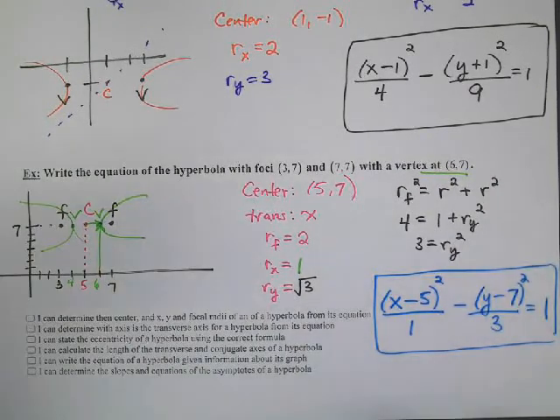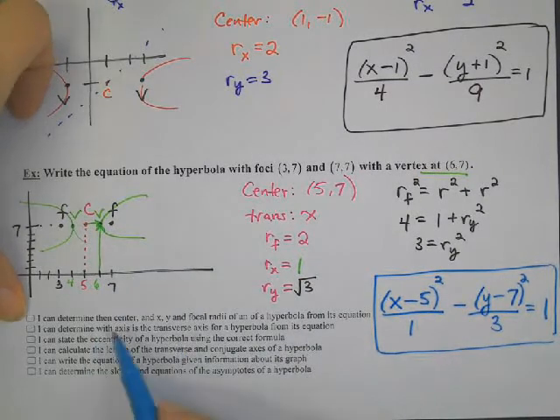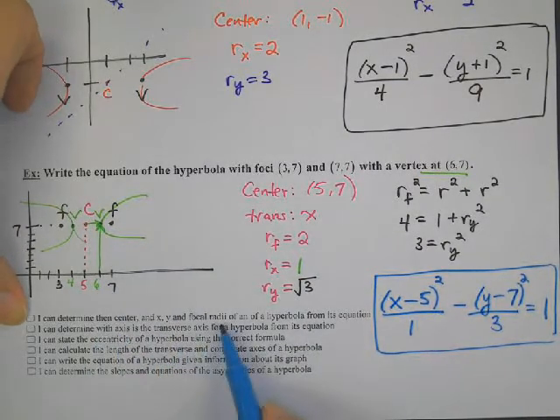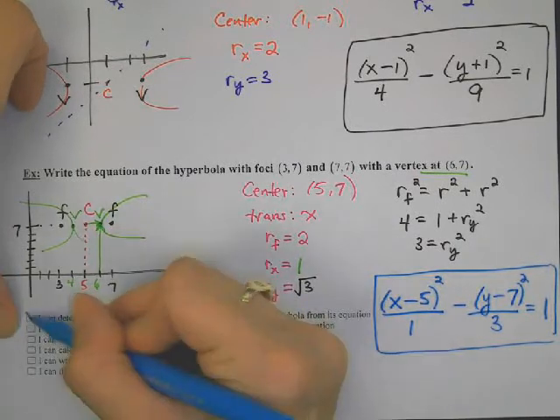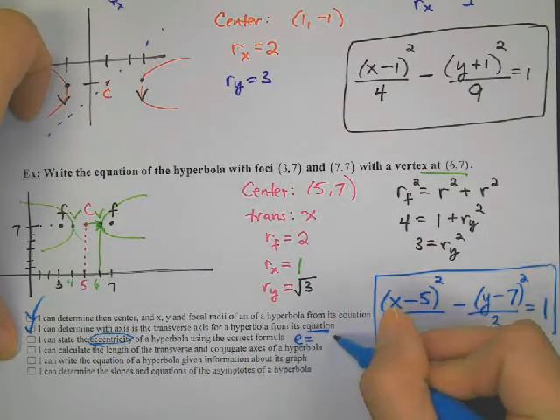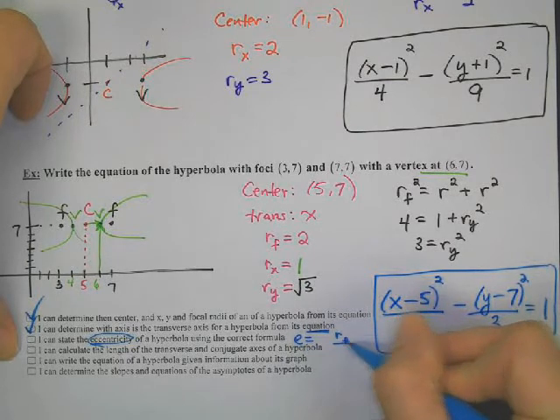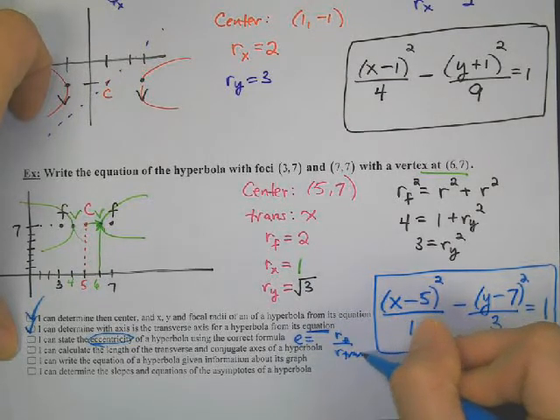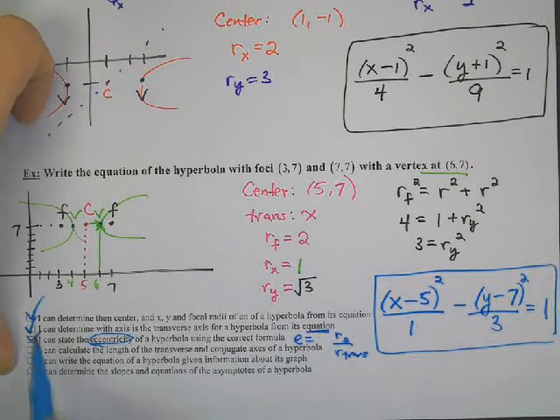Wow, there's lots of things we studied this section. Can you determine center, x, y, and focal radii? Okay, yes, I can do that. I can determine which axis is the transverse axis. Okay, from the equation, it's the positive one. And from a graph, it's where all the stuff is going left and right. I can state eccentricity with the correct formula. Oh, eccentricity. Let's just remind everyone, eccentricity is r sub f over r trans. Good. There's lots of formulas.